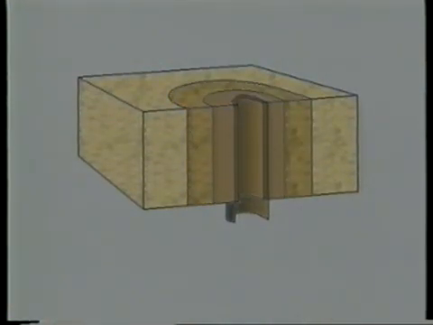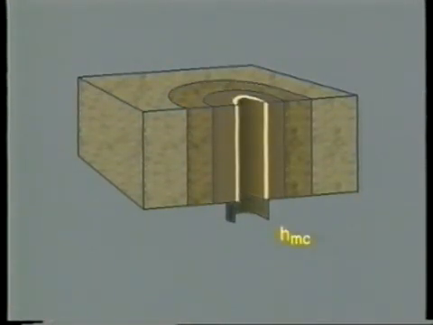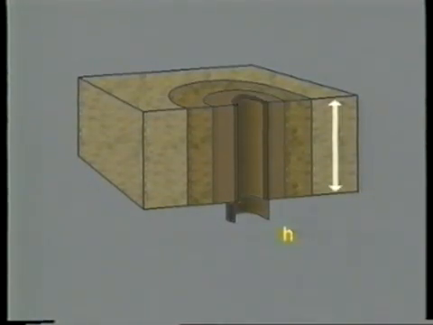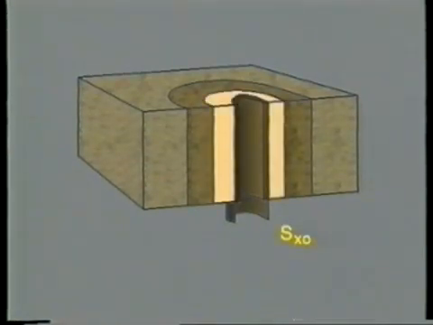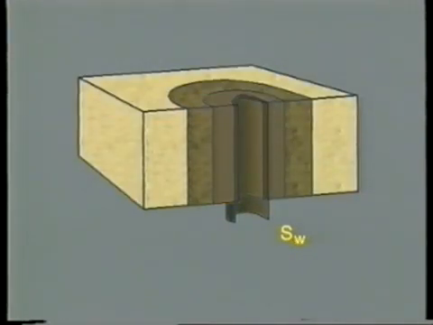Thicknesses also receive symbols, such as the mud cake, H sub MC, and the bed being logged, H. If we use this same downhole setting and look only at fluid saturation, we'll see that another set of symbols is needed. S sub XO represents the water saturation of the invaded zone, and S sub W is the symbol of water saturation in the uninvaded zone.